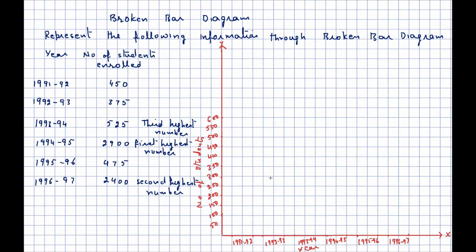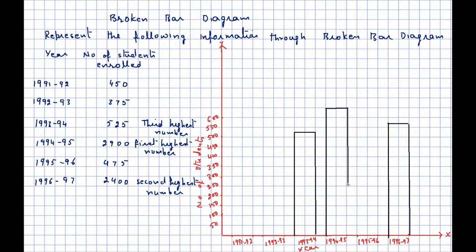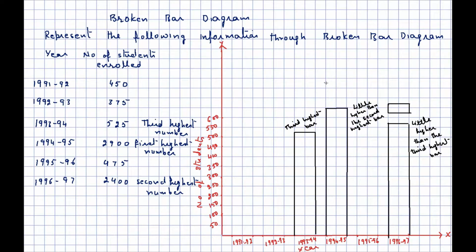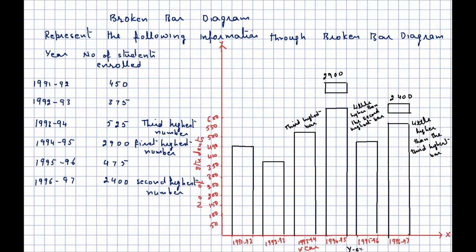Now draw x-axis and y-axis. On x-axis write year, on y-axis write number of students. First I am going to draw the third highest bar. Then draw a bar which is a little higher than the third highest bar. And then draw a bar which is a little higher than the second highest bar. Then draw broken bar to represent 2900 and 2400. Then draw the remaining bars. This is broken bar diagram. Now write the scale and the title.